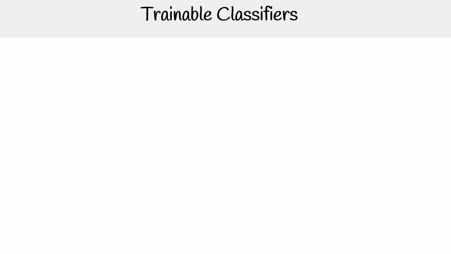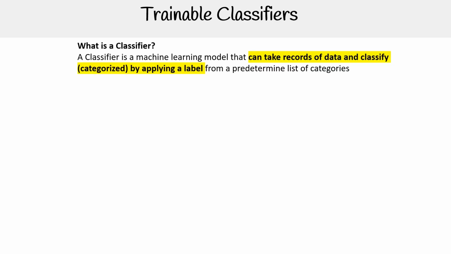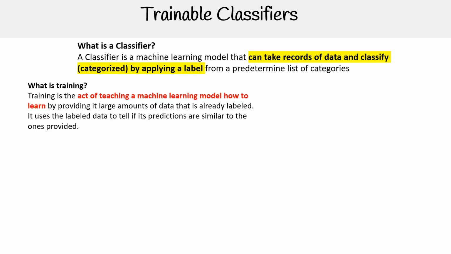Another feature found in data classification within Microsoft Purview are trainable classifiers. Let's talk about what training is and classifiers are. So a classifier is a machine learning model that can take records of data and classify or categorize by applying a label from a predetermined list of categories. Then you have training, and this is the act of teaching a machine learning model how to learn by providing it large amounts of data that is already labeled. It uses the labeled data to tell if its predictions are similar to the ones provided.